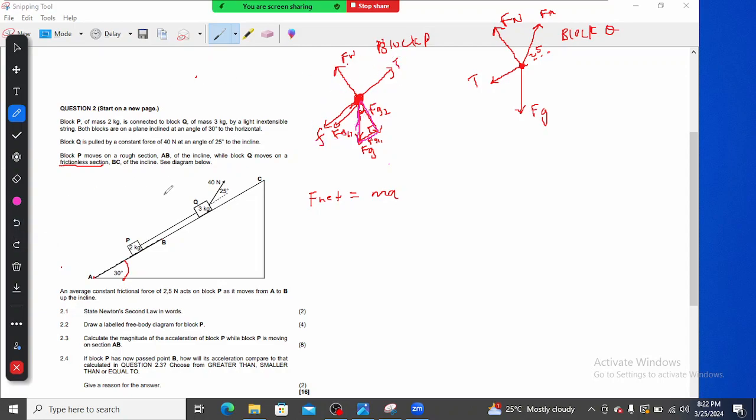So if I'm computing the net force, I would have the net force here, let me specify, for block P, right? So I'm dealing with block P. The net force for block P is equal to, I will take upwards as positive.